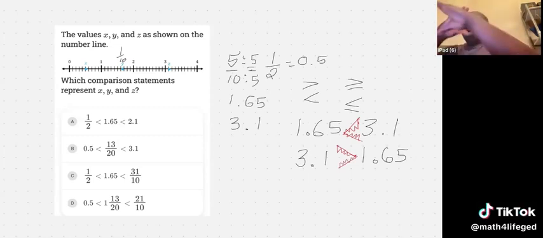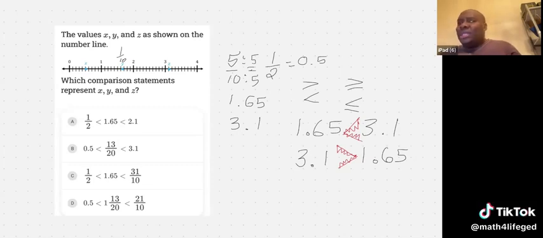Does it look forward? Which way does it look? No, my alligator mouth will eat the largest number, period, right? So if I want to compare all of these numbers, the alligator mouth is going to continue to eat the largest number. So I have 0.5, I have 1.65, and 3.1.